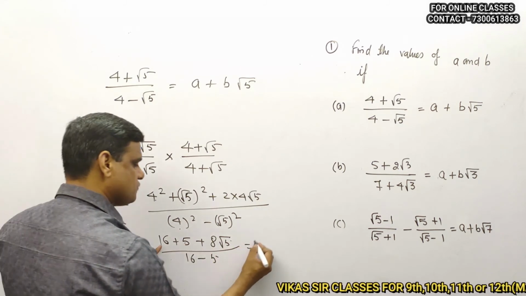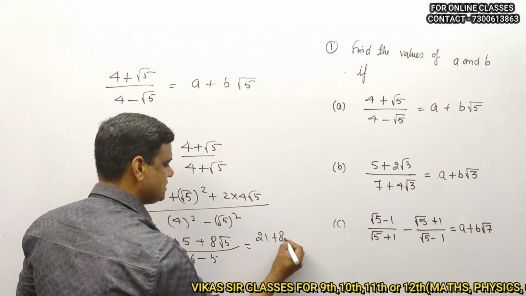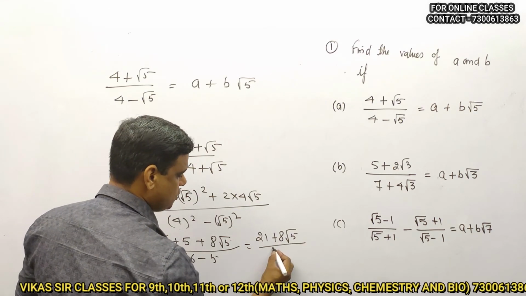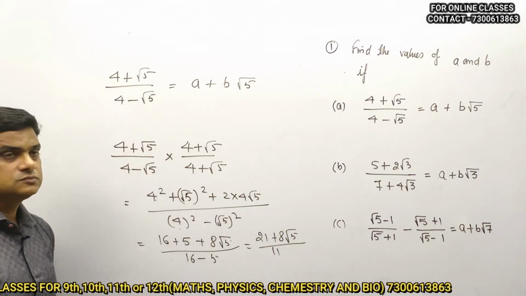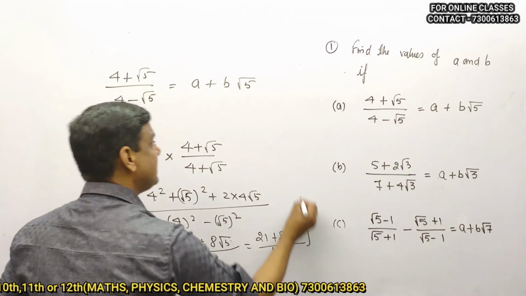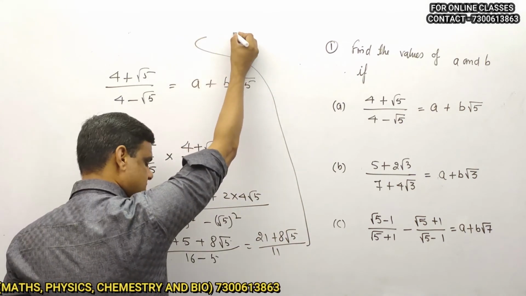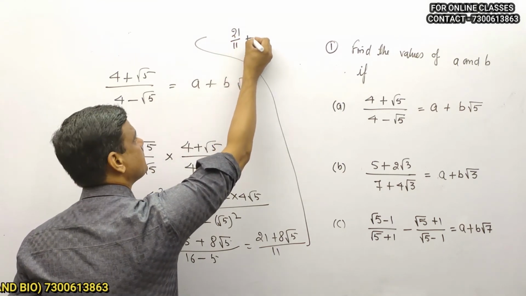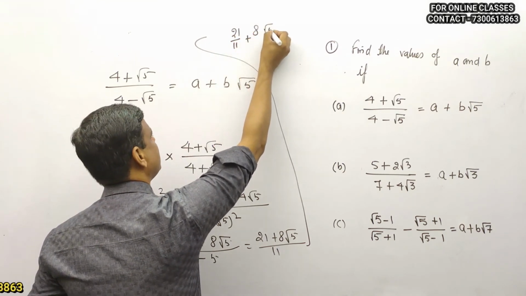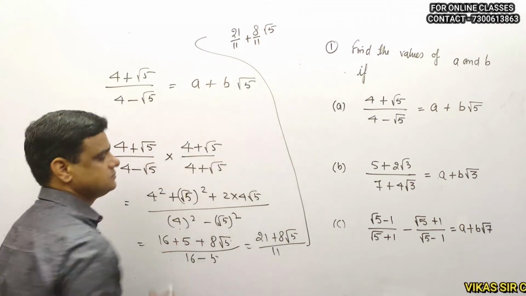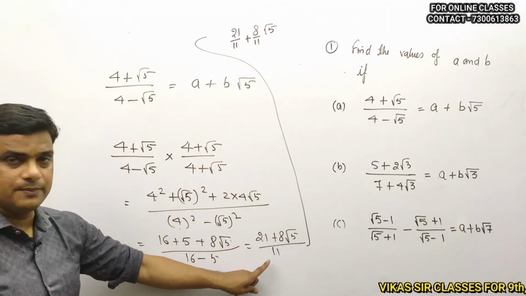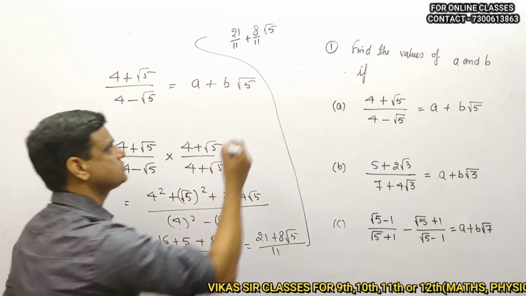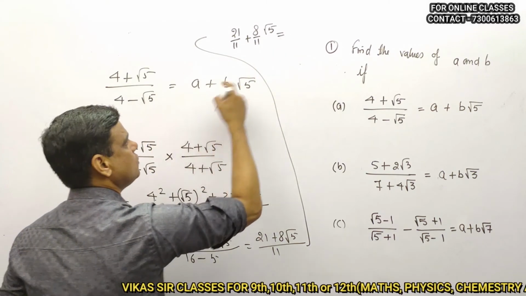16 plus 5 is what? 21 plus 8 root 5 upon 16 minus 5 is what? 11. Now, can we write this as 21 upon 11 plus 8 root 5 upon 11? Yes, we can write 21 upon 11 plus 8 upon 11 root 5. We can separate these two.